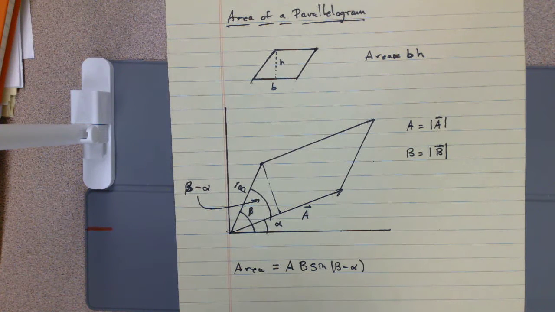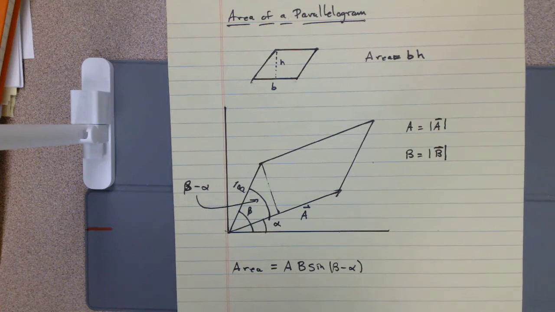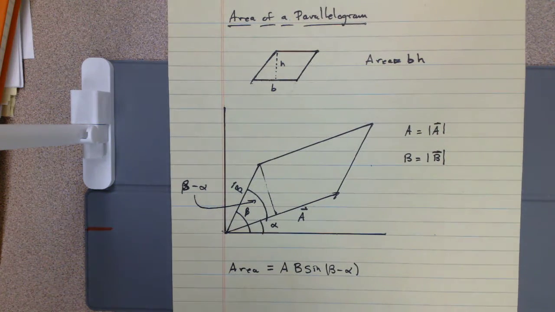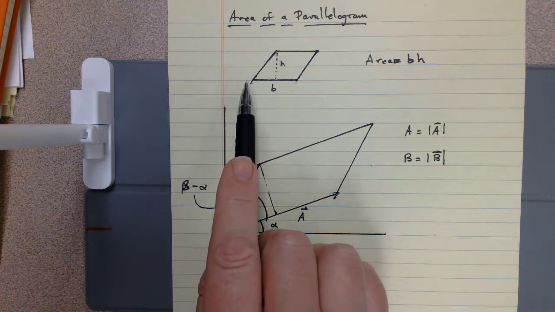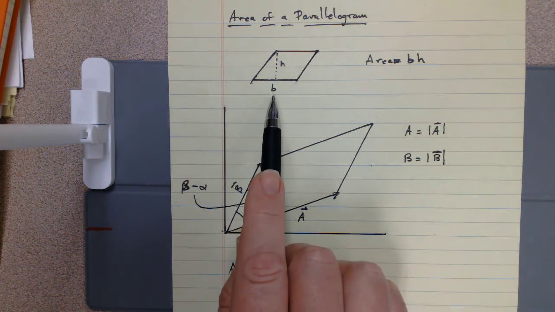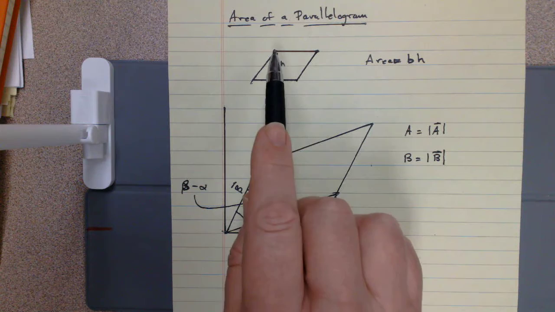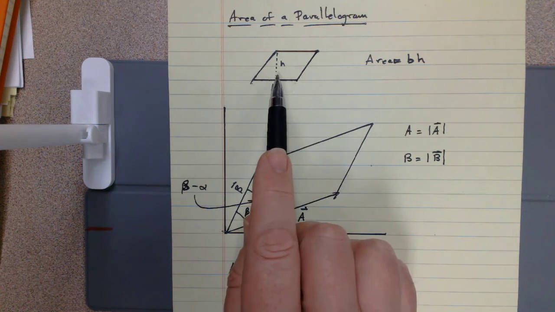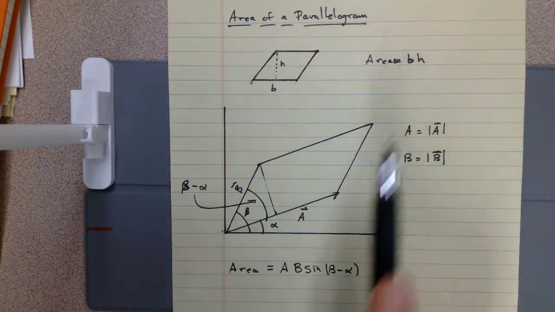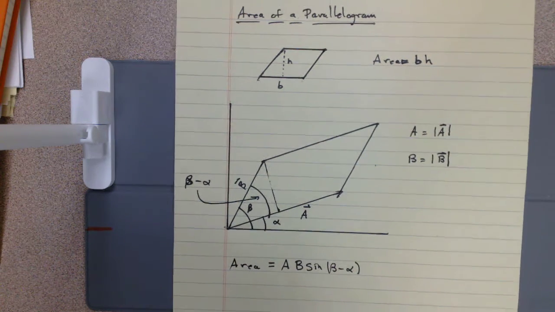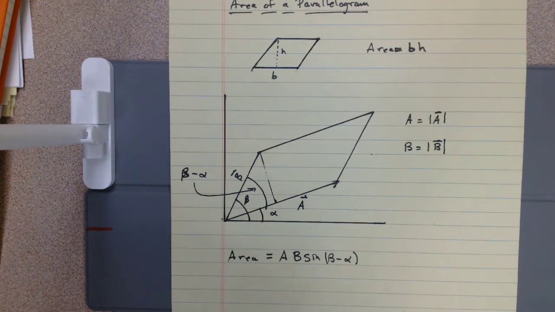So here I'm going to calculate the area of a parallelogram. First, notice if we have a parallelogram with a base that has length b and an altitude of length h, then the area of that parallelogram is b times h. Now, that's the area in the abstract.